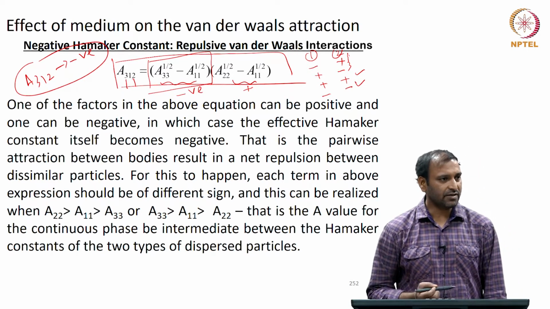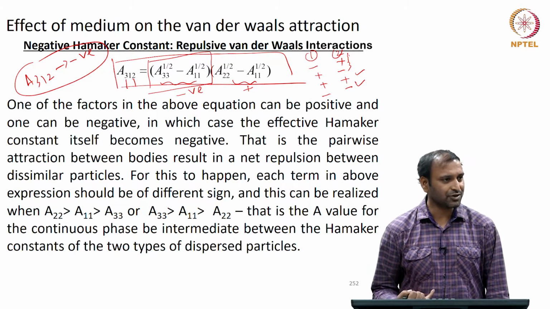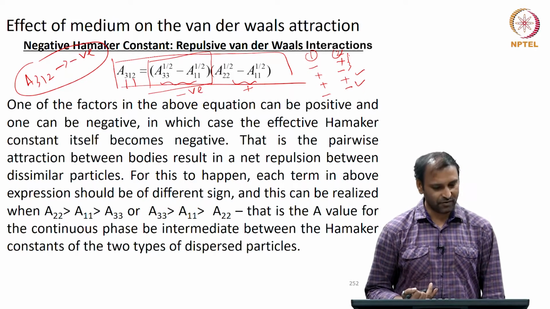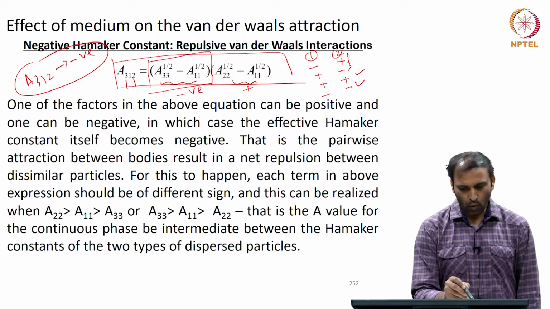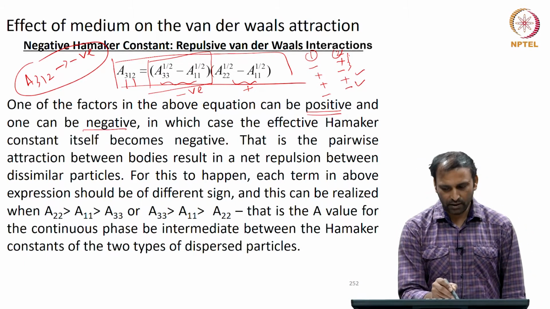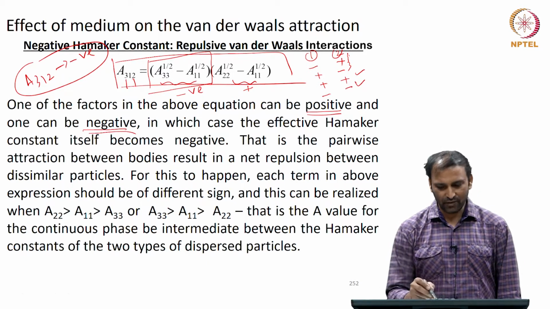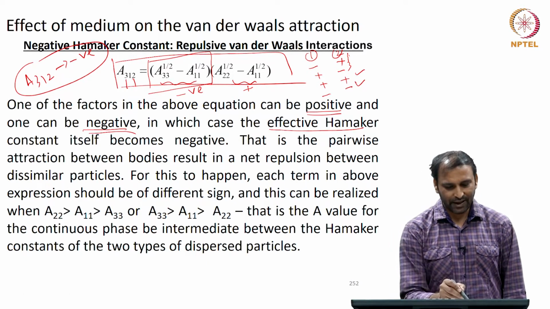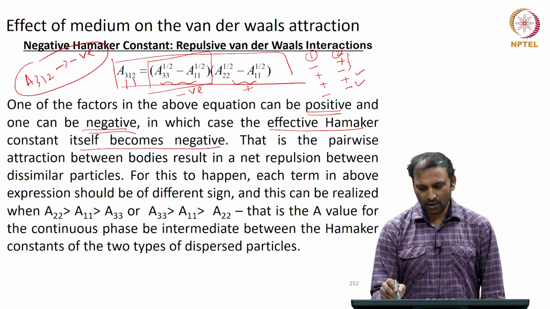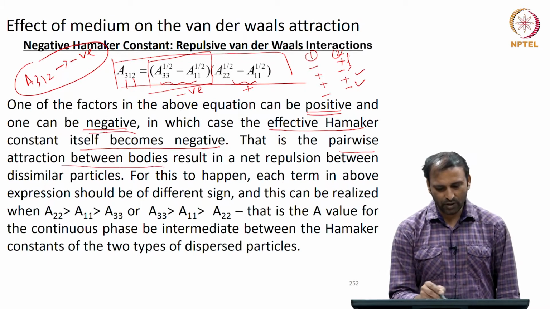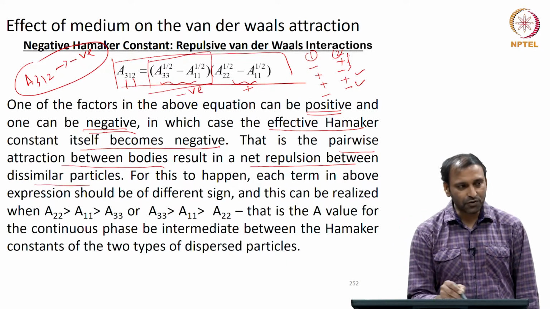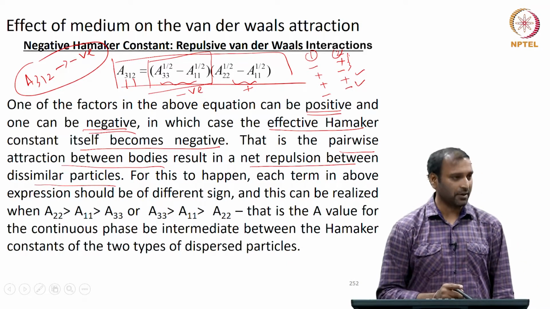That means, instead of Van der Waals attraction, you have what is called a repulsive interaction that kicks in because of Van der Waals forces. So, one of the factors in the above equation can be positive and one can be negative, right, in which case the effective Hamaker constant itself becomes negative. That means the pairwise attraction between the bodies actually results in a net repulsive force if you have dissimilar particles.